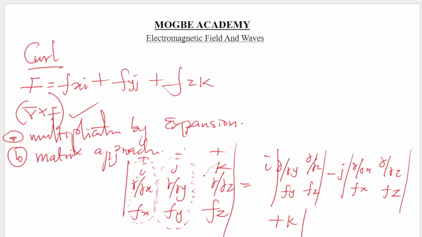Remember, we are not seeing your k component. We are seeing i and j. Looking at i and j, we have partial of partial x, and here we have f of x. On this part, we have partial y, then we have f of y here.